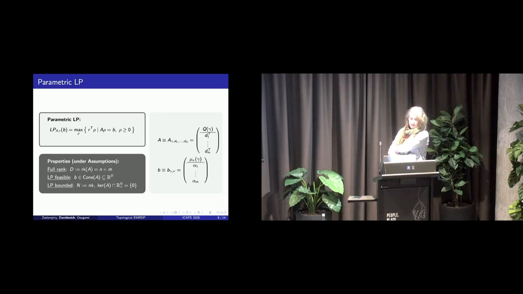In our case, under the assumptions we introduced, we have 3 key properties: full rank, we have feasibility whenever we can ensure the parameter vector B is within the positive span of the A columns. And lastly, this LP is also bounded for every B.